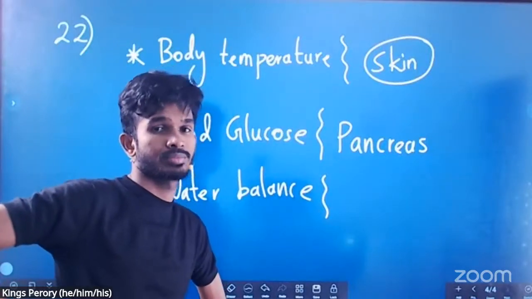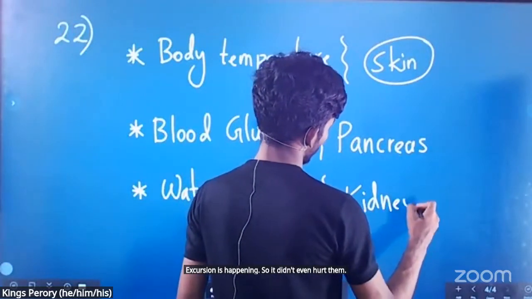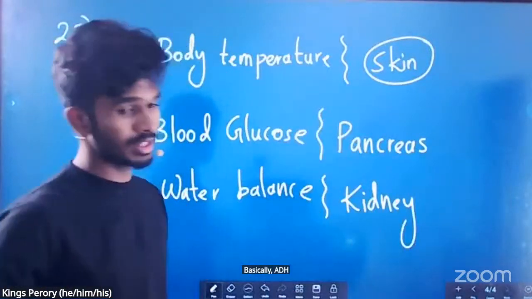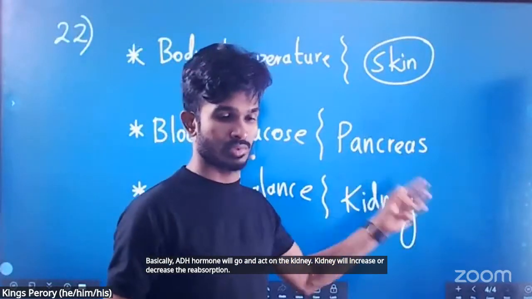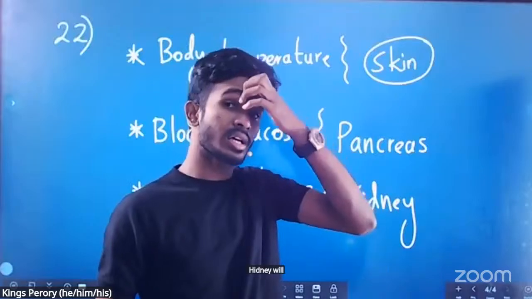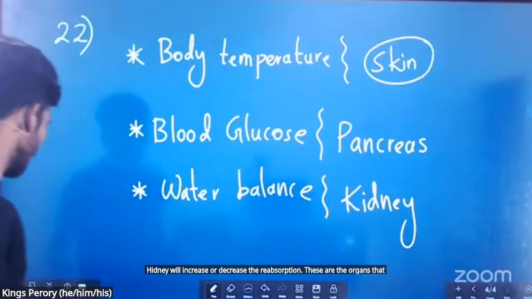Excretion is happening, so the kidney will help there. Basically, ADH hormone will go and act on the kidney. The kidney will increase or decrease the reabsorption. So basically, these are the organs that help us to maintain these three things.